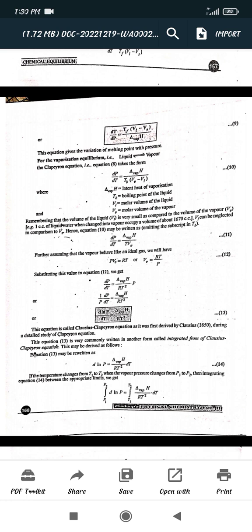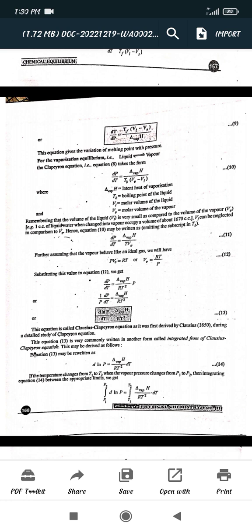Remembering that the volume of the liquid is very small as compared to the volume of vapor, VL can be neglected in comparison to Vv. Hence equation 10 may be written as dP by dT is equal to ΔHv by T into Vv. Further, assuming the vapor behaves like an ideal gas, we have PV is equal to RT, where V is equal to RT by P.